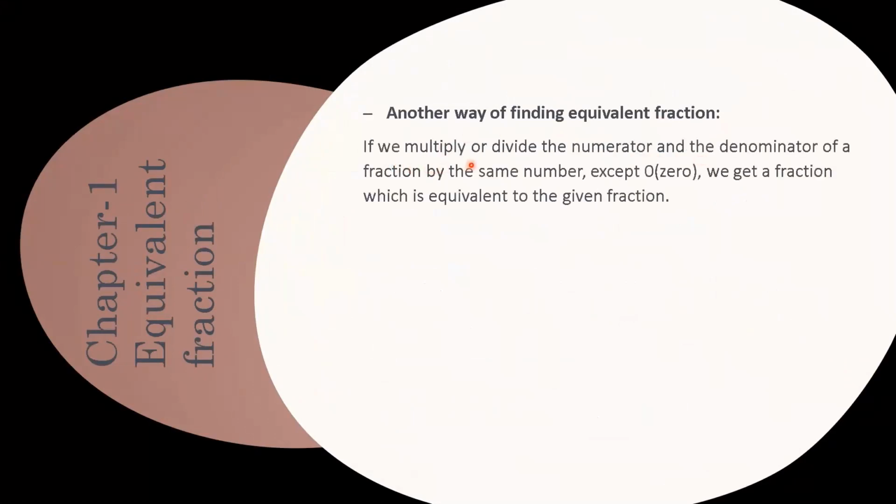So for equivalent fractions, we will discuss a little more. Another way of finding equivalent fractions: just earlier you have seen one way, and this is another way. If we multiply or divide the numerator and the denominator of a fraction by the same number except 0, we get a fraction which is equivalent to the given fraction. For example, 5 divided by 7 and 15 divided by 21 are two fractions. We will use the same example.